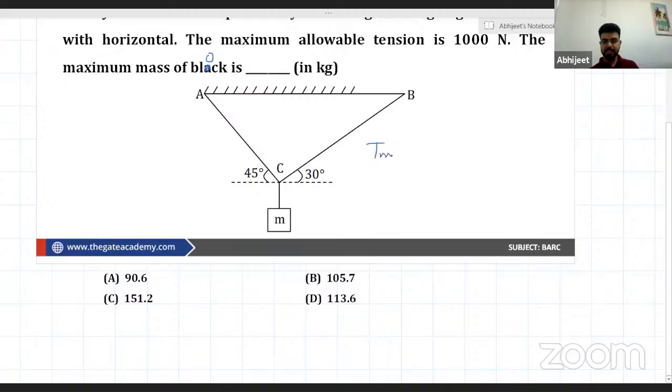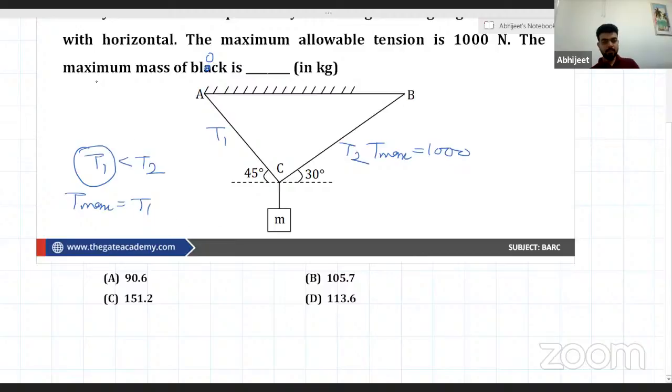If we have given T max is equal to 1000, it's not necessary both the strings are bearing the same tension. Suppose one is bearing T1 and the other T2. If T1 is less than T2, then we will consider T1 as T max. And if T2 is less than T1, then T max can be considered as T2. We have to check which one is more and which one is less.